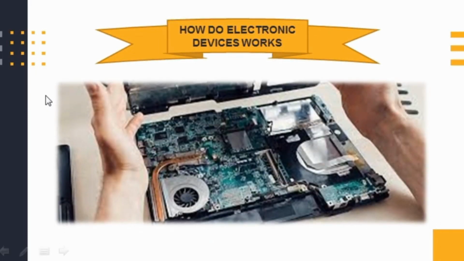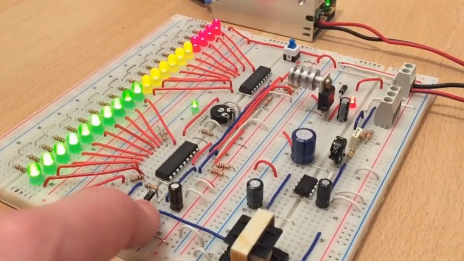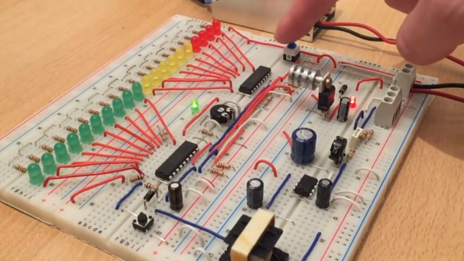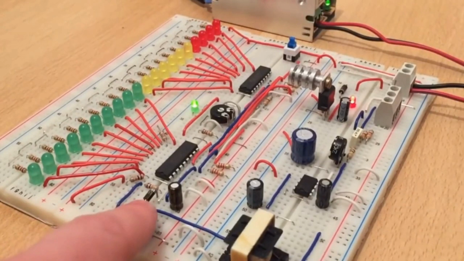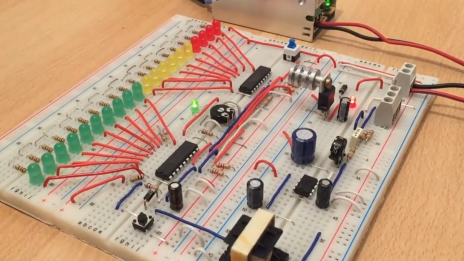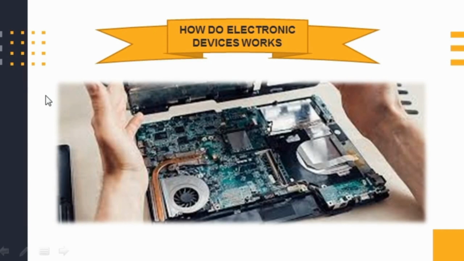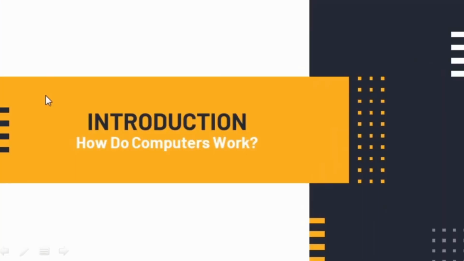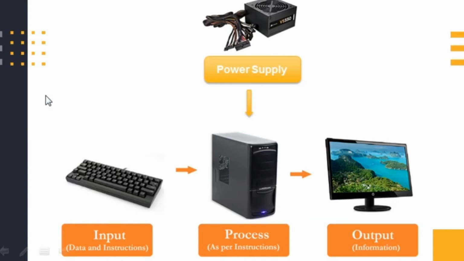Now the question is, how do electronic devices work? The answer is very simple. Every electronic device has a small circuit that can control the machine and process information. This electronic circuit can be analyzed and simplified by Boolean algebra. At the end of the session, we will come to know the basic idea of how to design an electronic circuit. Let's begin with how the computer works.